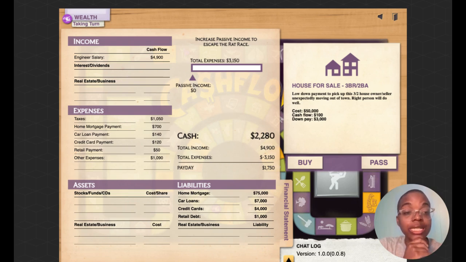The owner or seller is unexpectedly moving out of town. So the down payment would be about $3,000 for this. Now I'm currently at $2,280, which means I am just shy of $720 to purchase this outright, which means I would have to take out a loan if I were to get this, right? And so if I were to take out a loan for $1,000, that's because they do increments of 1,000, I'd end up having to pay $100 a month on that loan, right?